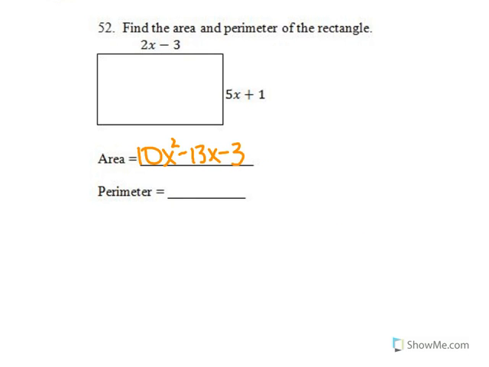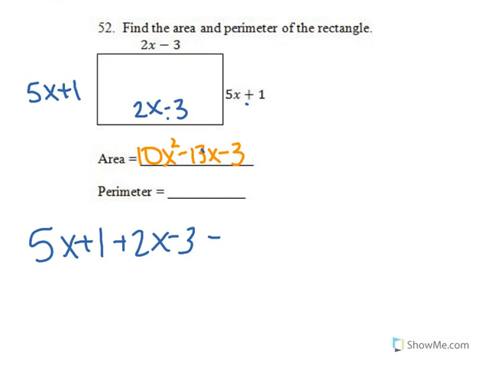For the perimeter, I add up the four sides. So if the top is 2x - 3, so is the bottom. And if the right side is 5x + 1, so is the left side. Then I add them up. 5x + 1, 2x - 3, 5x + 1, 2x - 3.